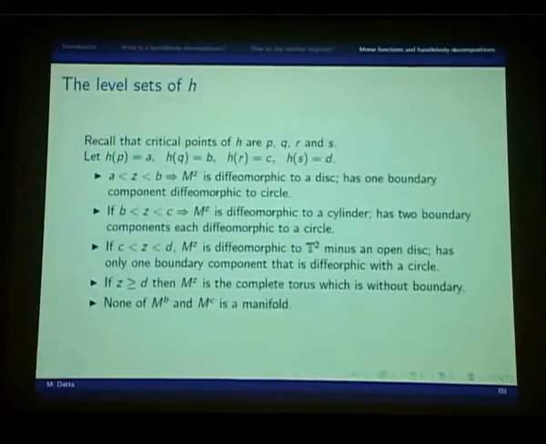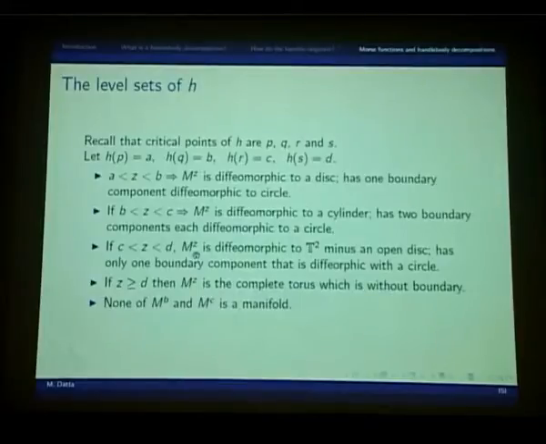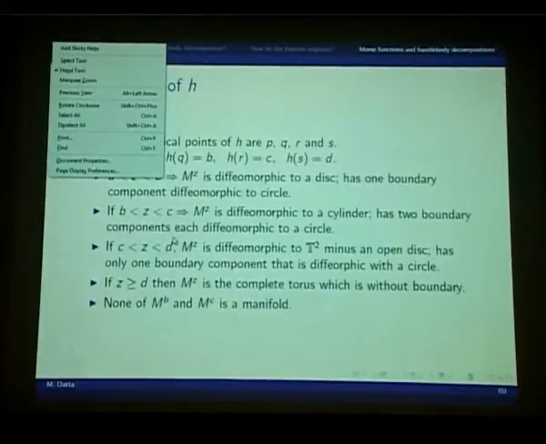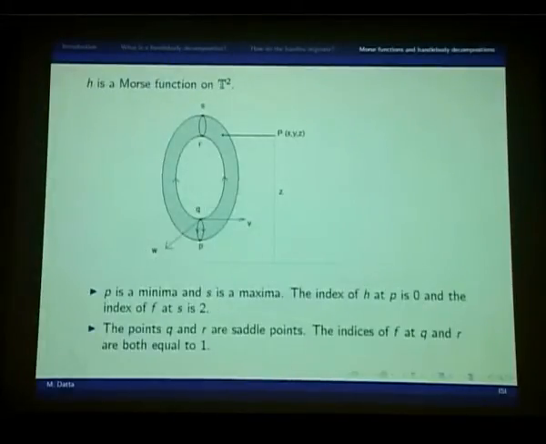So, I am summarizing it here. The critical points are P, Q, R, S. You have 2 saddle points, which means the index must be equal to 1. At P, it is the minimum. If something is a minimum, the index there will be 0.